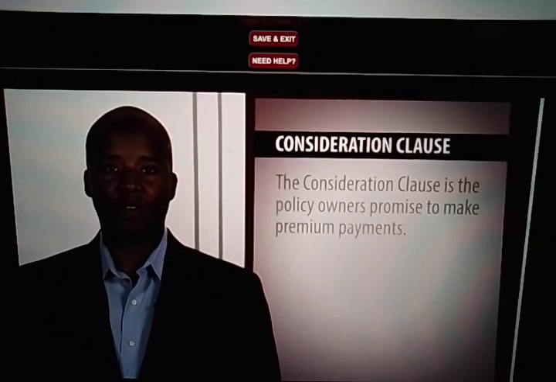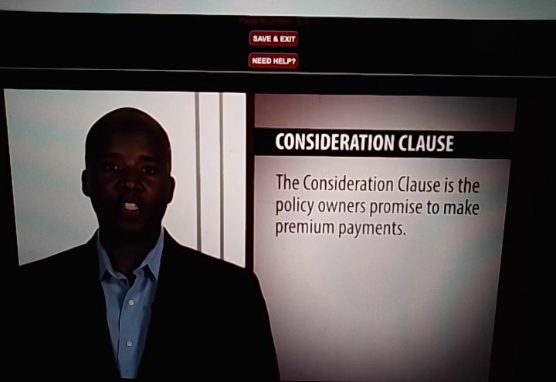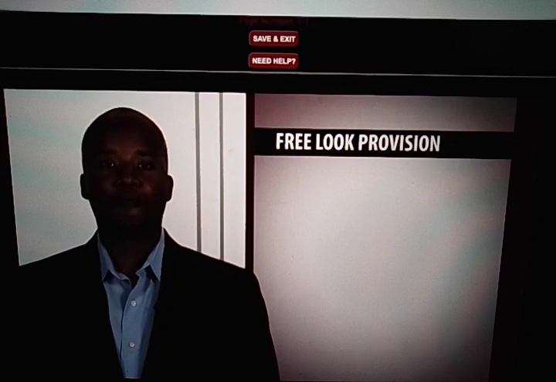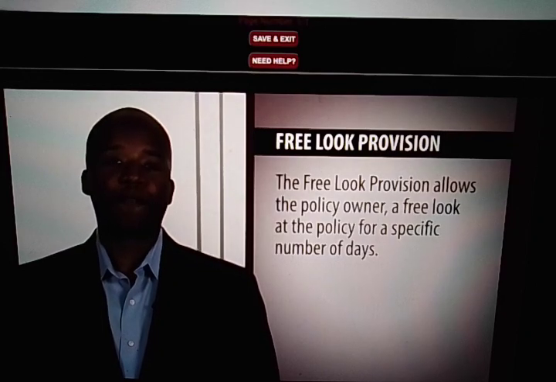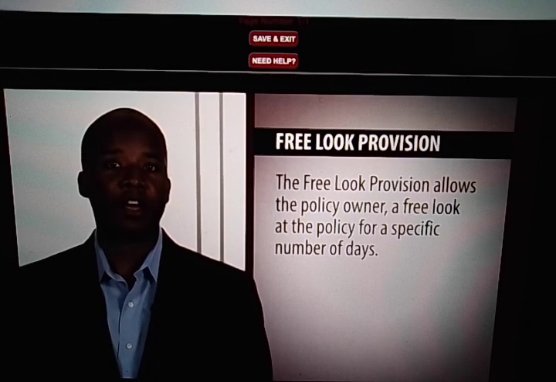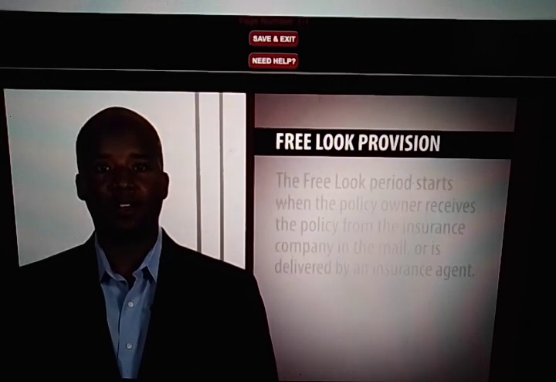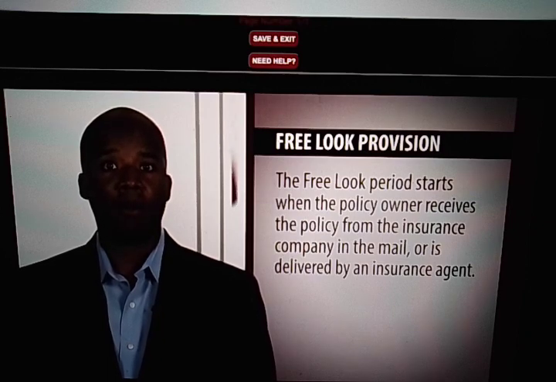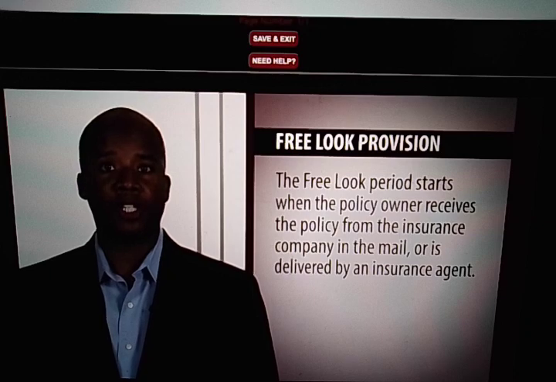Consideration clause. The consideration clause is the policy owner's promise to make premium payments. Free look provision. The free look provision allows the policy owner a free look at the policy for a specific number of days. The free look period starts when the policy owner receives the policy from the insurance company in the mail or is delivered by an insurance agent.